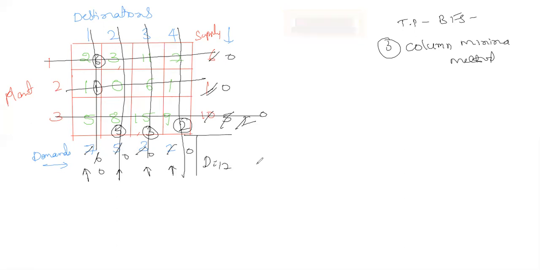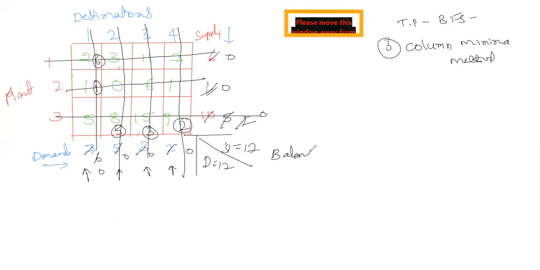The same thing, first, before only, we need to check this: if demand is 17, supply is 17. So both are balanced, the problem is balanced. Once the problem is balanced, we need to go for the solution. Similar schedule: from plant 1, the destination, the quantity, the cost per unit and the total cost.